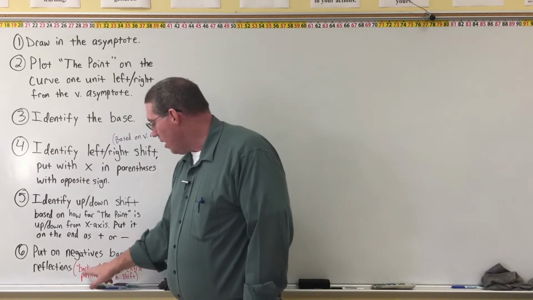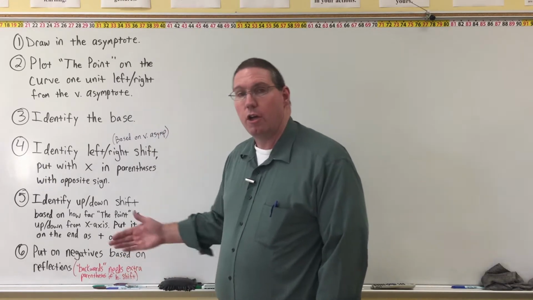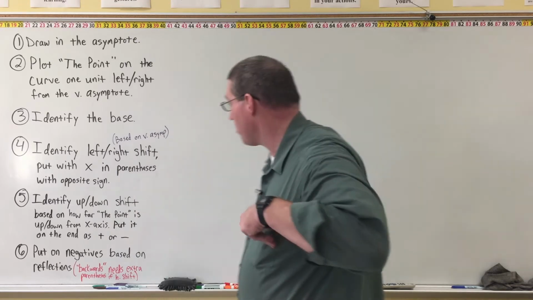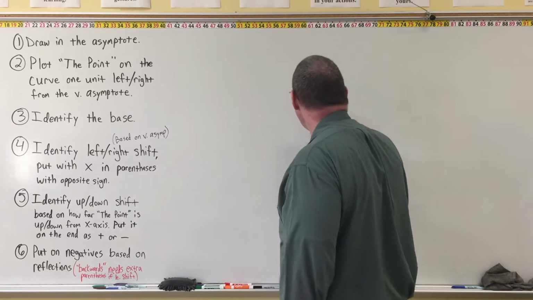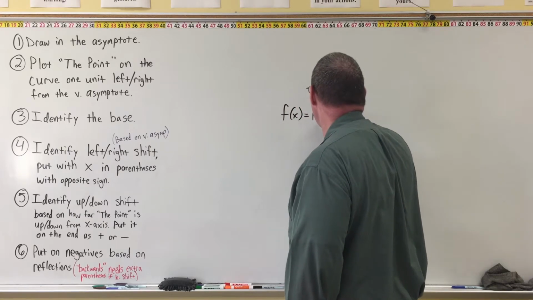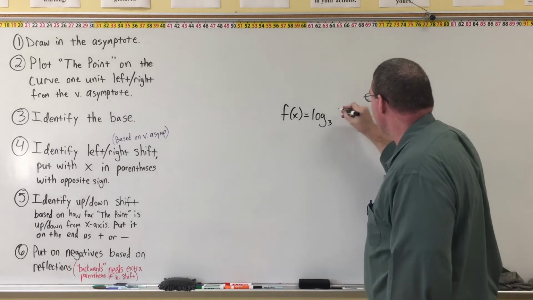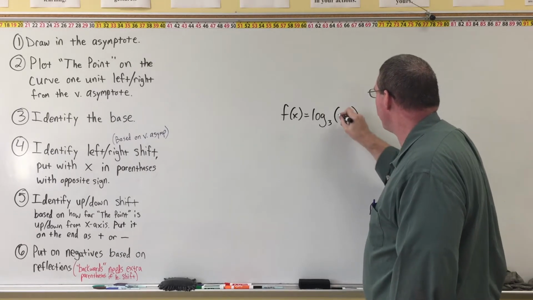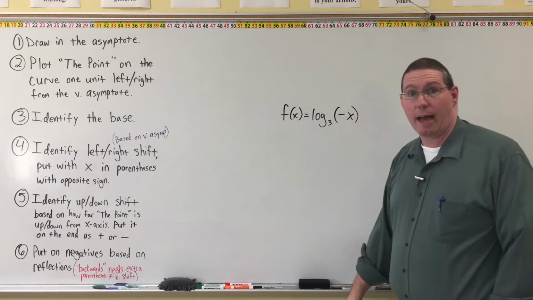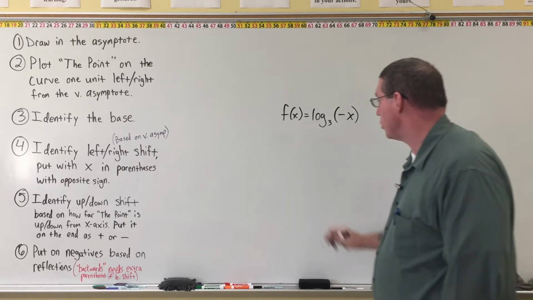Now remember, if it's backwards and it has a horizontal shift, you're going to need an extra set of parentheses. Here's what I mean by that. Let's say we have f of x is equal to log base 3, and it's backwards, but it does not have a horizontal shift. Well, in that case, you can just put negative x. Okay? This is fine. You don't need extra parentheses if there is no horizontal shift.